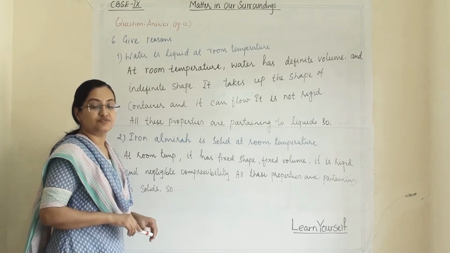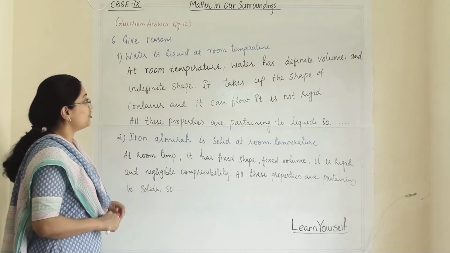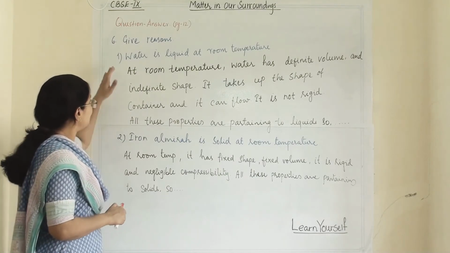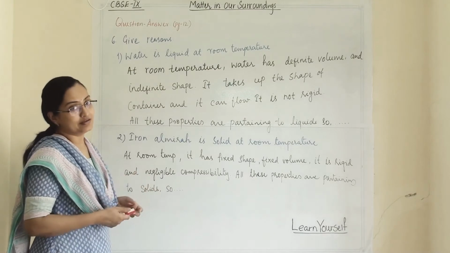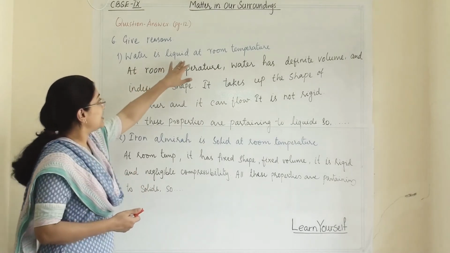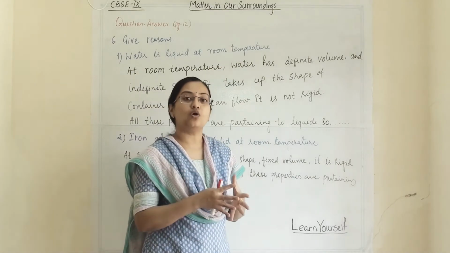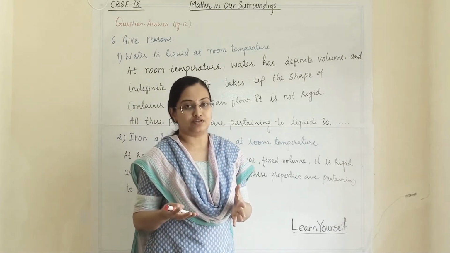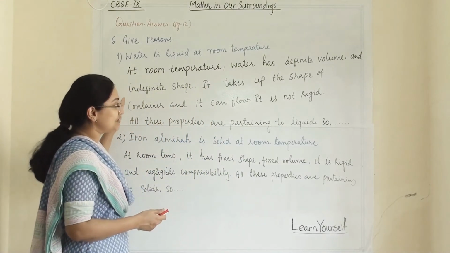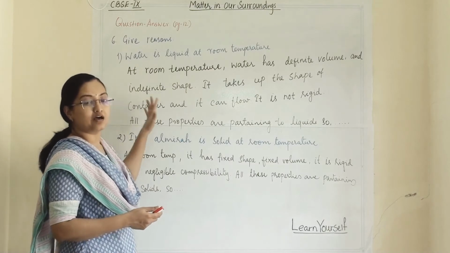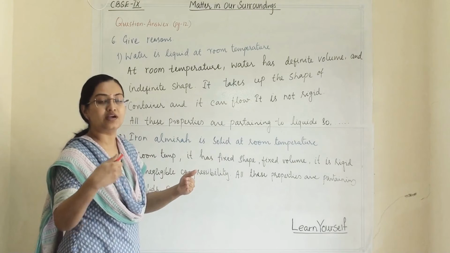In question 6, we have to give reasons for the characteristic of state of matter. So all these two reasons are based on characteristic properties of solid, liquid and gas. Water is liquid at room temperature. Here they are asking why water is called a liquid at room temperature. Because water possesses all these properties, and these properties pertain to the liquid state. So that's why we can call water a liquid at room temperature.